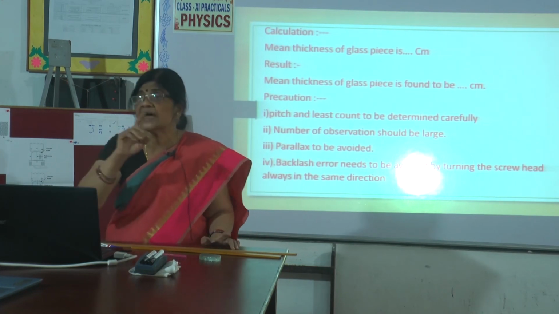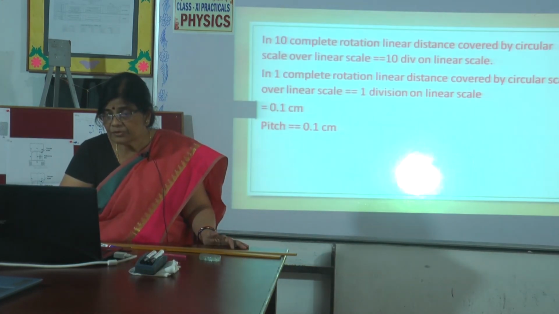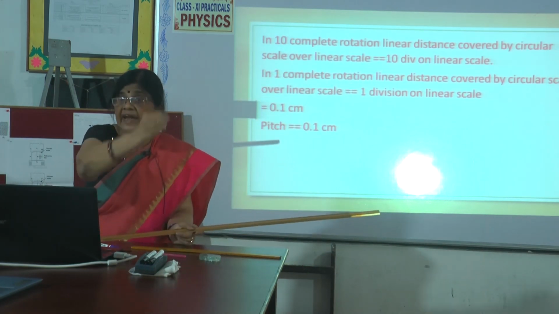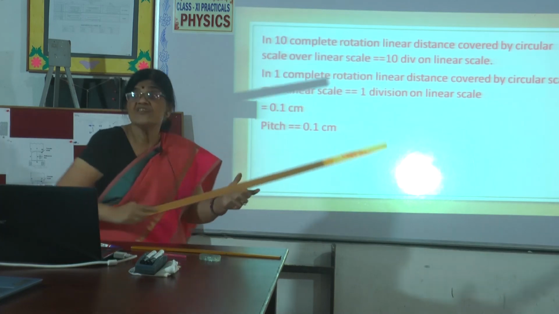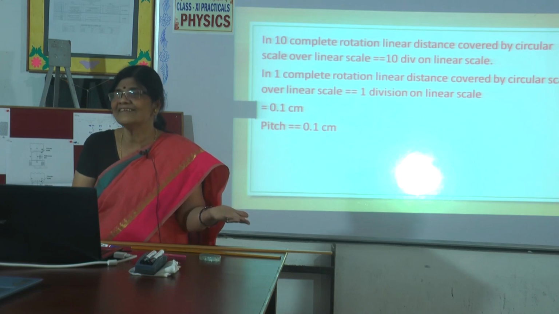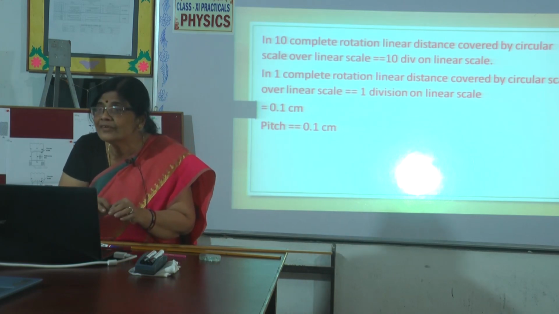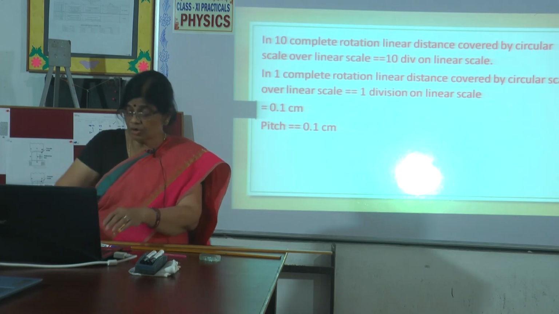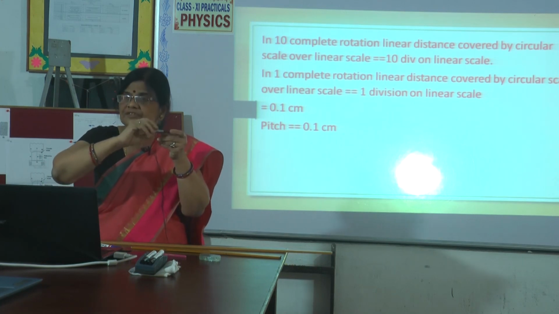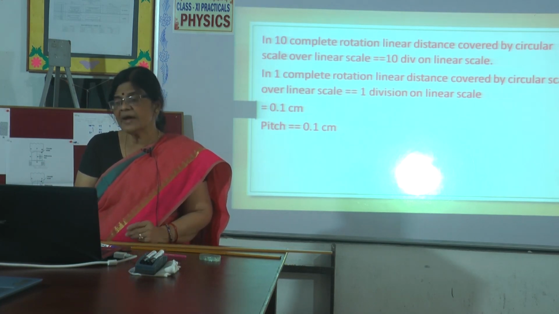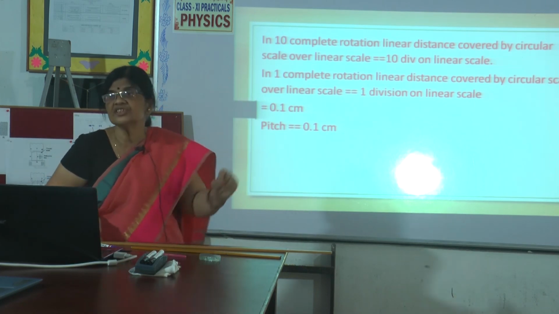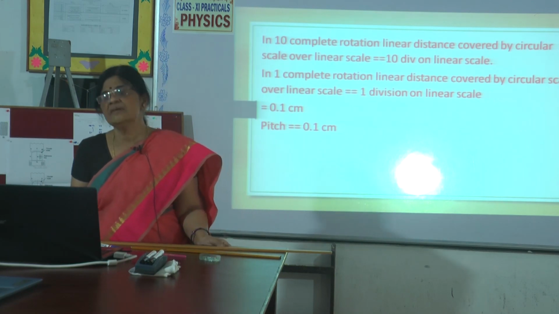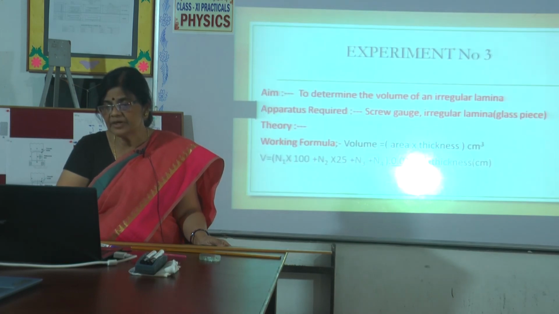Now, when we wrote that in 10 complete rotations, it was covering 10 divisions. That's why I said count it 10 times. If instead of going 10 divisions, it goes 8 divisions, there is an error. It is due to loose fitting between the nut and the screw, due to wear and tear. That's why the precaution is to always turn the screw in the same direction. So the backlash error comes when at 10 rotations it was originally going 10 divisions, but if it goes 8 or 9 divisions, the error is backlash error. That will be avoided by turning the screw head always in the same direction.